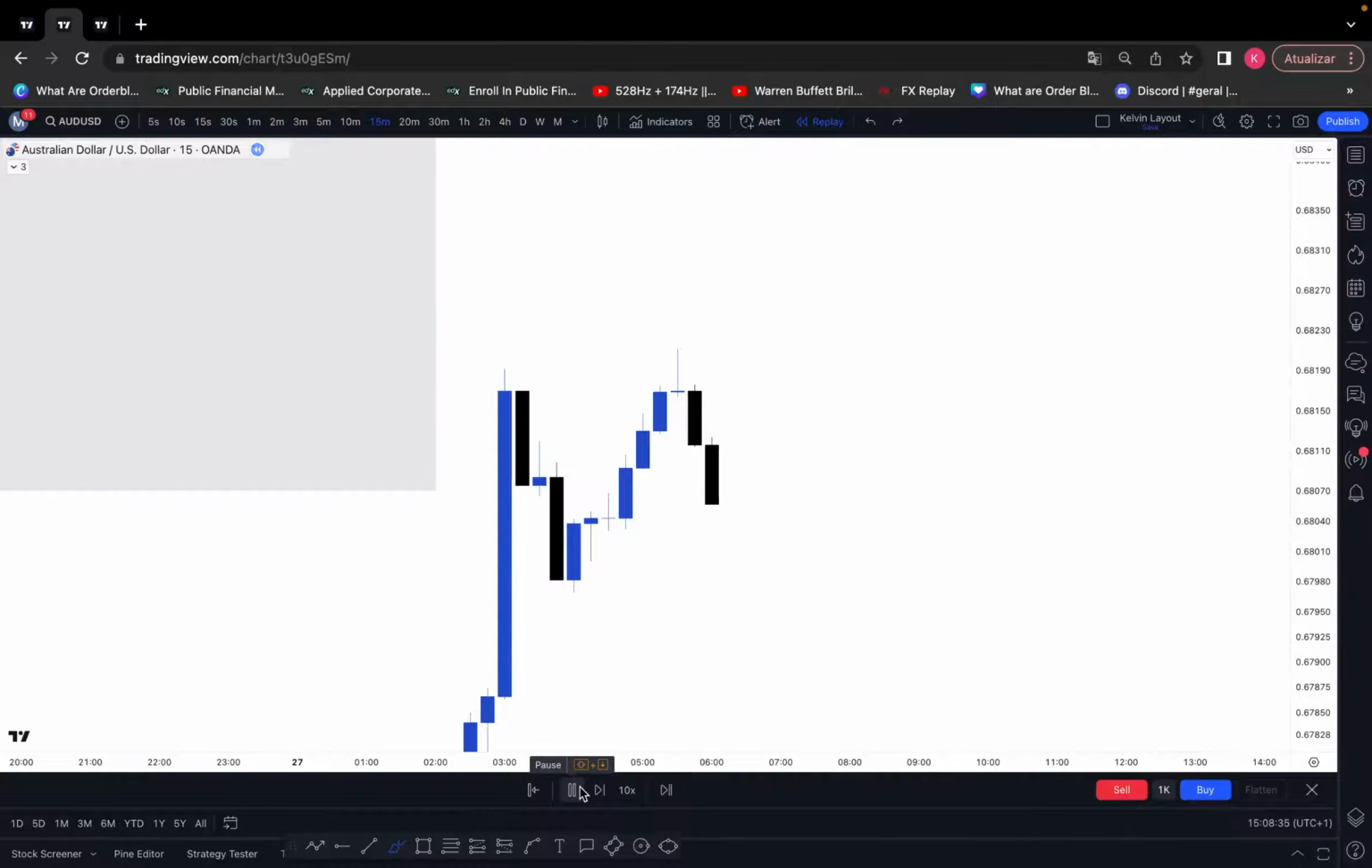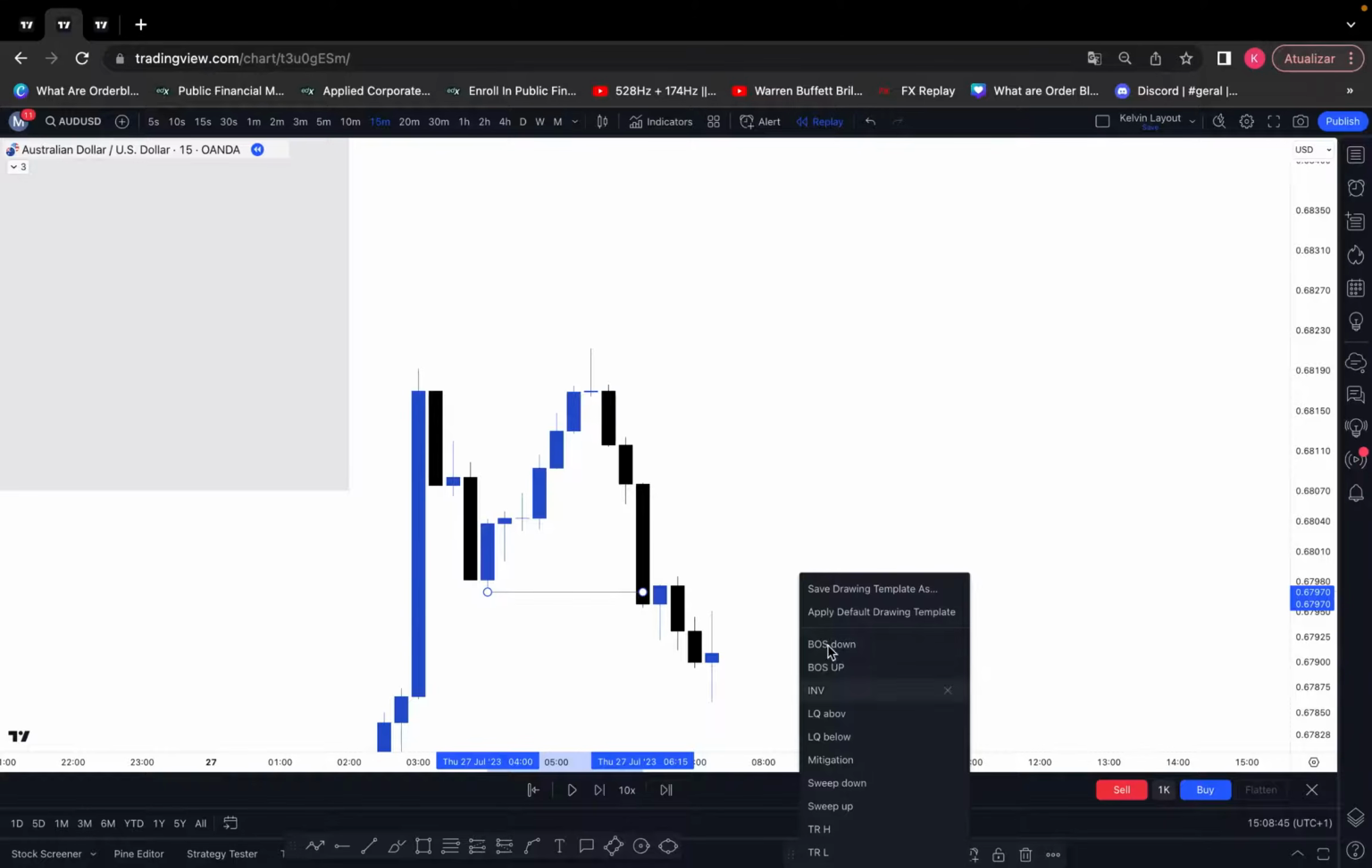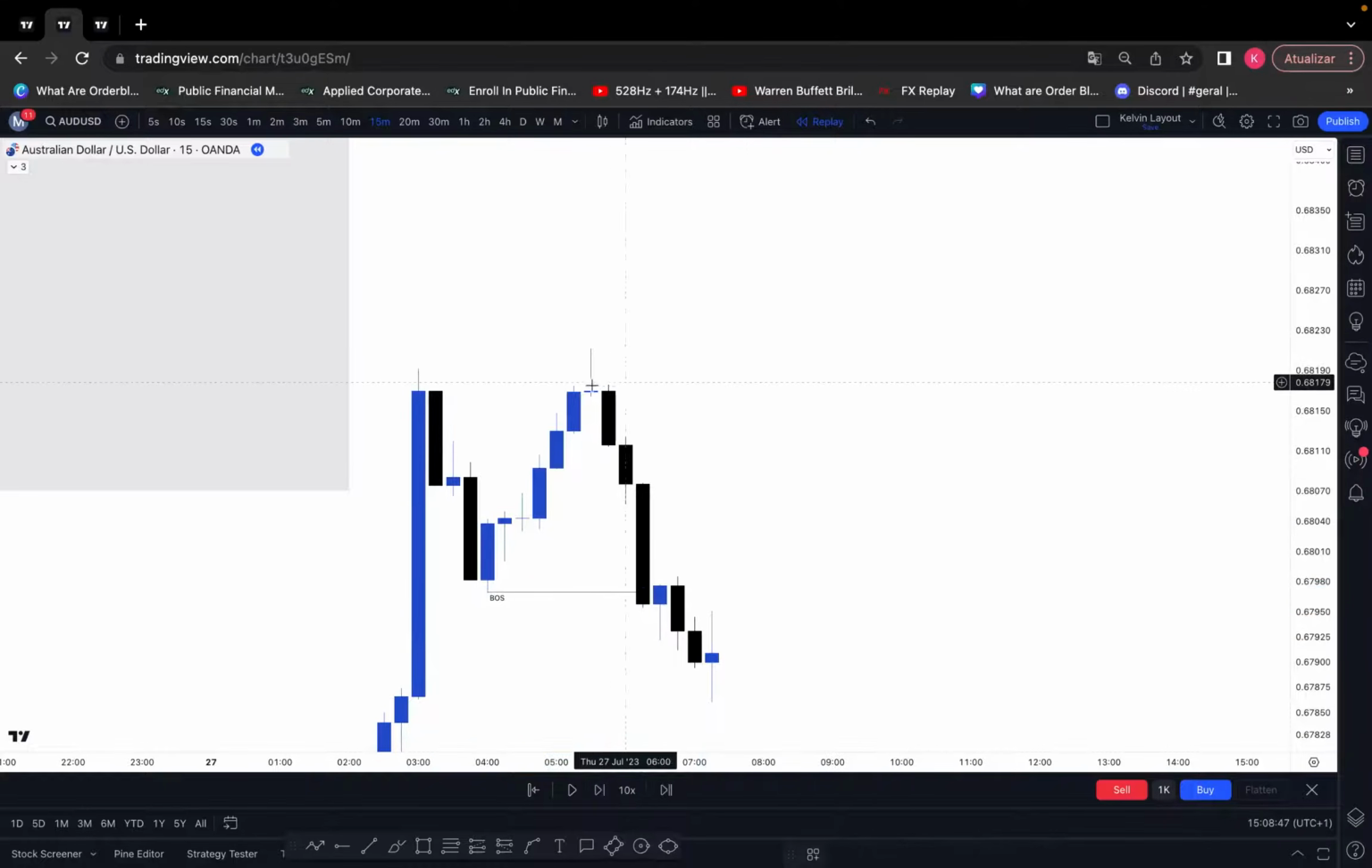So let's just play price a little bit. Okay, boom, we have a break of structure to the downside. So we have a great confluence here, is that price actually failed to close above a previous high. Bullish sentiment in the market is in depletion. And we have this high right here, very clean order block.